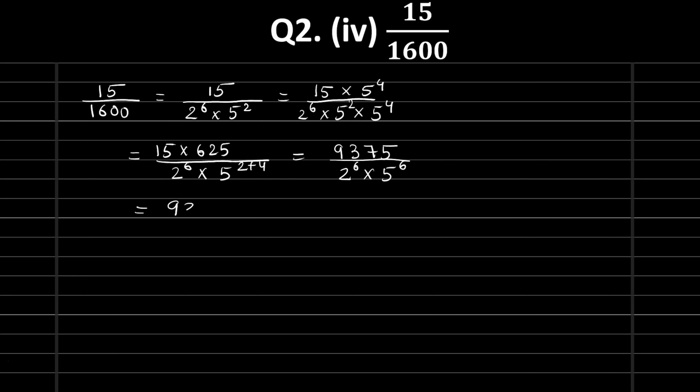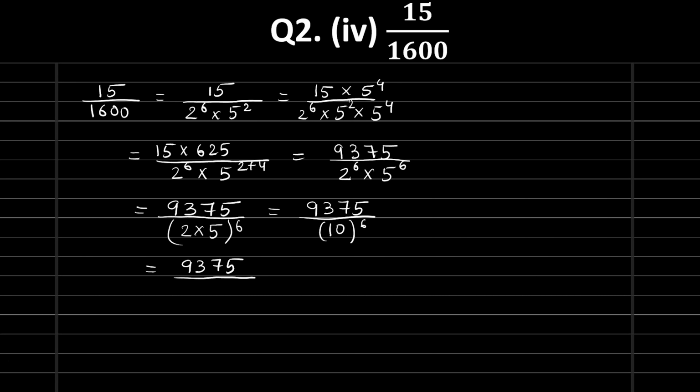Now 9375 divided by 2 raised to 6 into 5 raised to 6, we can write as 2 into 5 whole raised to 6, which is basically 9375 divided by, 2 into 5 is 10, so 10 raised to 6, which will give us 9375 divided by 1 and then 6 zeros. So it is basically 10 lakhs, right?